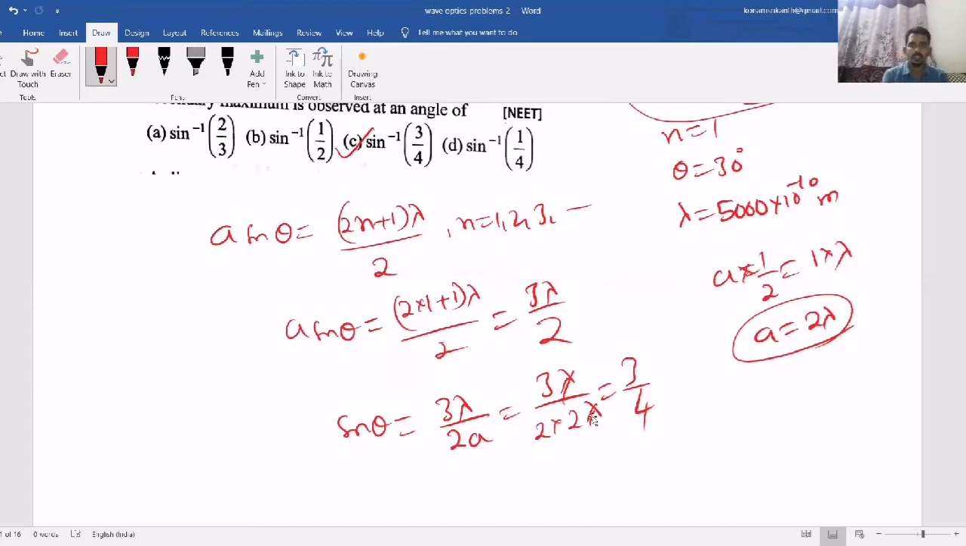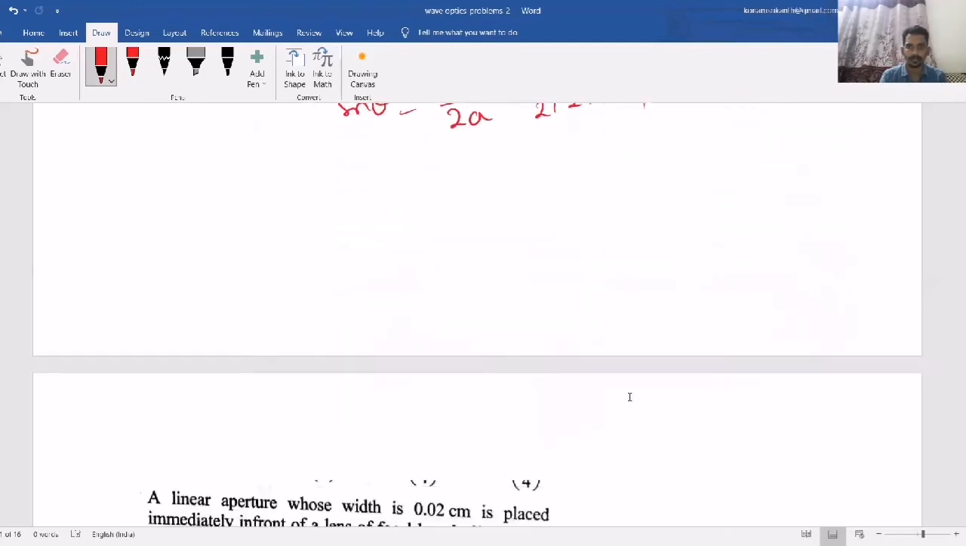As I said, based on diffraction, usually they will ask linear separation or angular separation, or linear position or angular position of first minima or secondary minima or secondary maxima. So just remember the conditions properly and try to take the data and calculate properly.